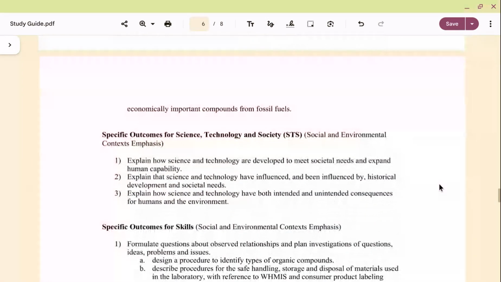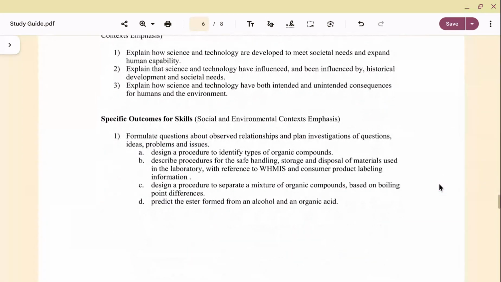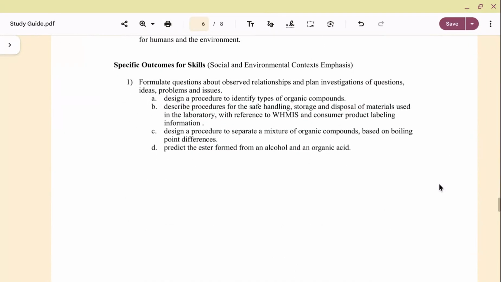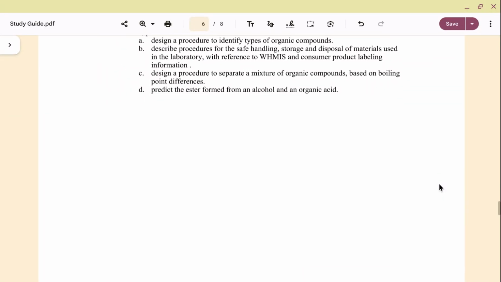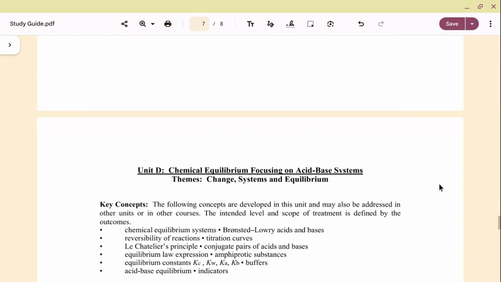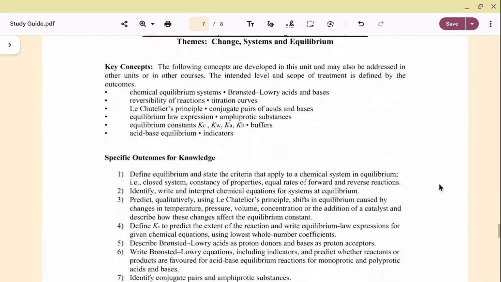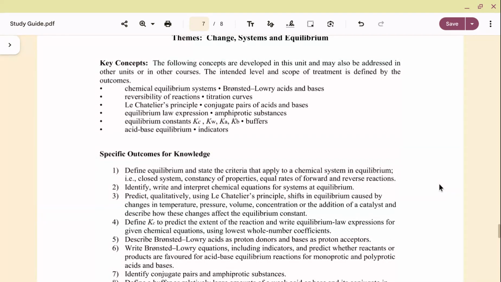Just want to make sure I'm not forgetting anything here. Based on the rest here, it's a little bit repetitive, and that's okay. So this last one is about equilibrium and acid and base systems. So you do want to know the definition of equilibrium, what makes a system in equilibrium.